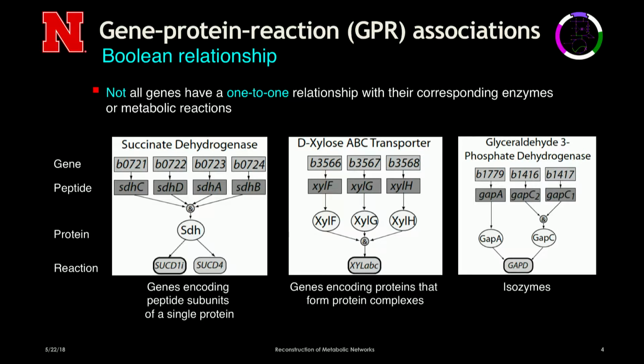So, you could see that in that succinate dehydrogenase there are 4 genes involved, right? 4 genes can produce 4 different peptides, and these 4 peptides can be assembled into a protein, and this protein can catalyze 2 reactions. So, it is a very complex relationship, right? You could see that at the gene level or at the protein level it is an AND relationship. You need to have all these genes to produce all these peptides, so that you can have this one protein, and that protein itself is a multifunctional protein, right? It is a multifunctional protein because it can catalyze 2 different reactions.